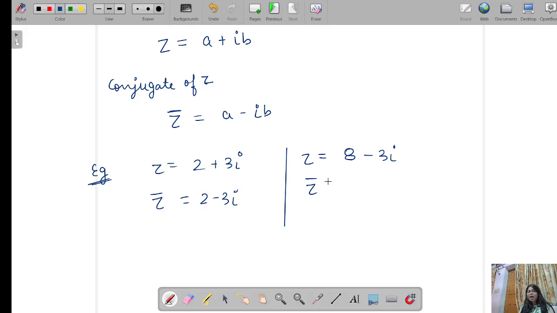Now the conjugate of z, or I can say z bar, will be this. I only have to change the sign of the imaginary part. Here the imaginary part was 3 and here it becomes minus 3. Here the imaginary part is minus 3 and this has become plus 3. If plus, then it will go to minus, and if it is minus, then it will go to plus. This was the whole conjugate of z.